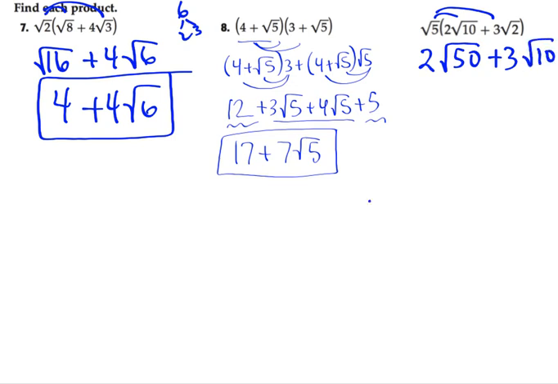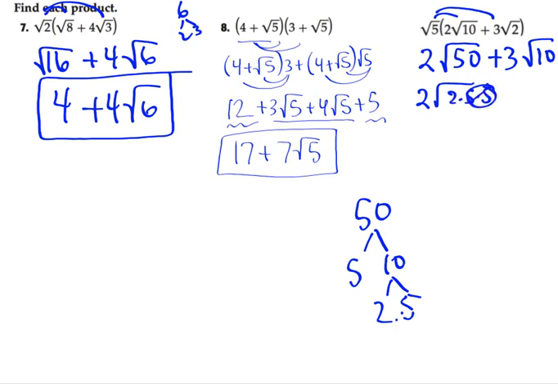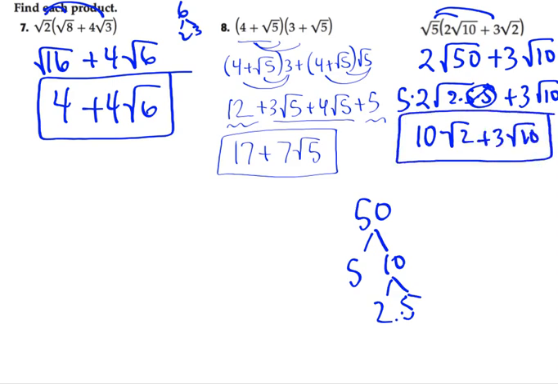Now 50 is 5 times 10, 2 times 5. So this is 2 times the square root of 2 times 5 times 5. We'll go ahead and pull a 5 out. And 10 is just 2 times 5. There's no pairs. So this is 10 square roots of 2 plus 3 square roots of 10. And we can't go any further than that. That is simplified down all the way.